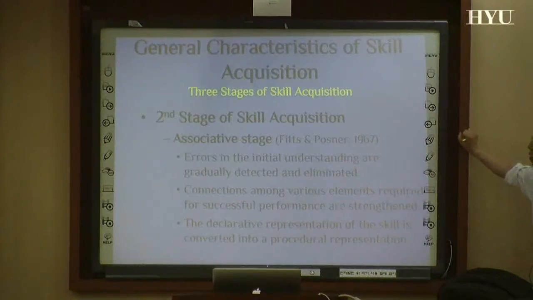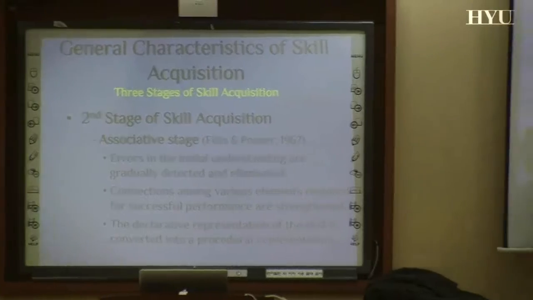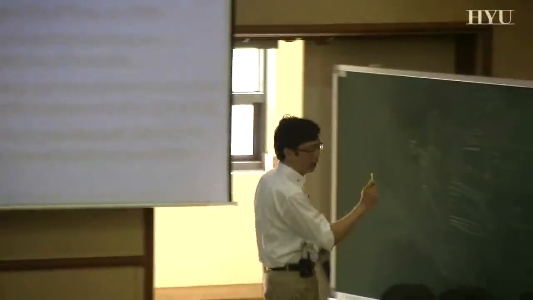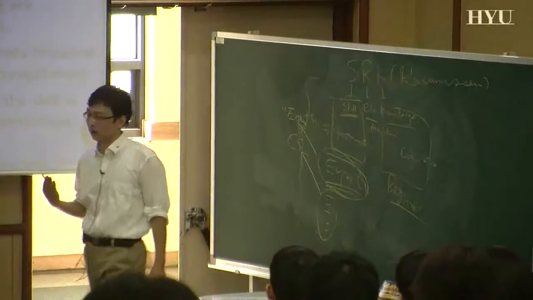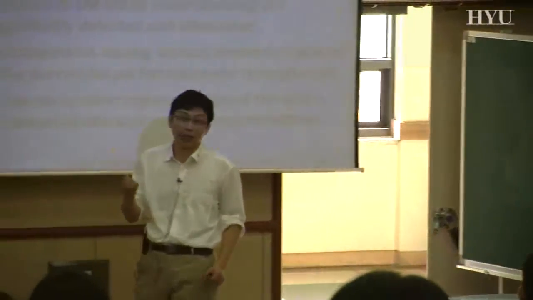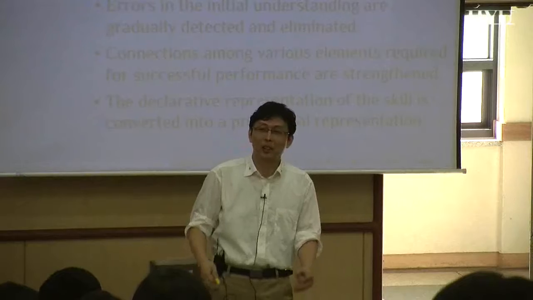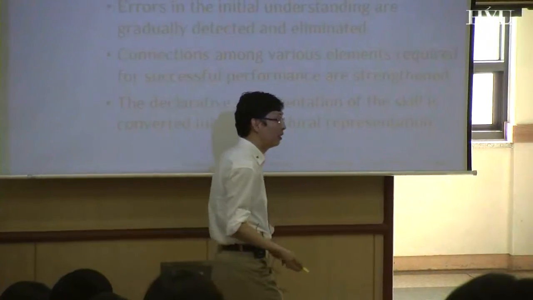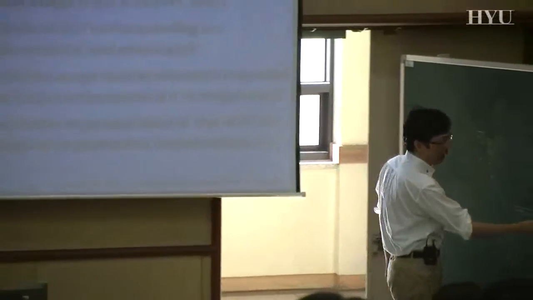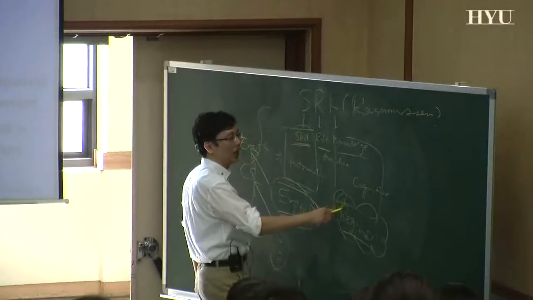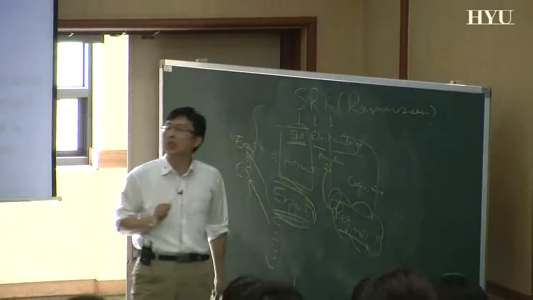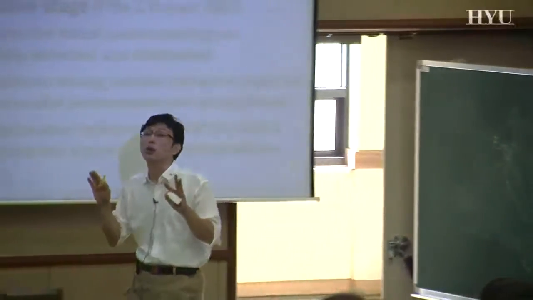Associative stage. Okay? So from here, beginners will make heaps of errors, isn't it? They may bump into other cars. They may have a big accident. While doing, they have many errors and many practices. They can go into the associative level, such as rules.